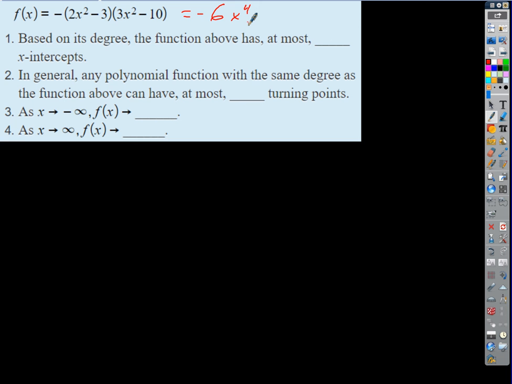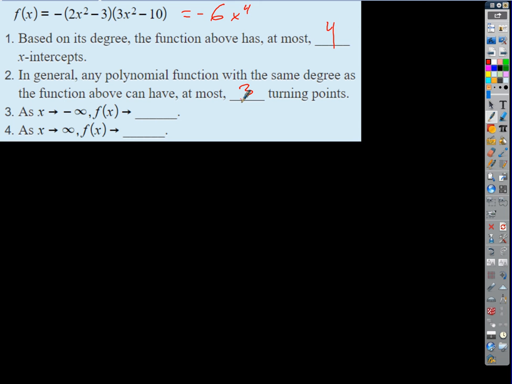So based on the degree, what's the most possible x-intercepts it could have? 4. It's a 4th degree polynomial. So based on that degree, what's the biggest number of turning points it could have? Say it again. 3. Yeah, 1 less than that, right? Okay.